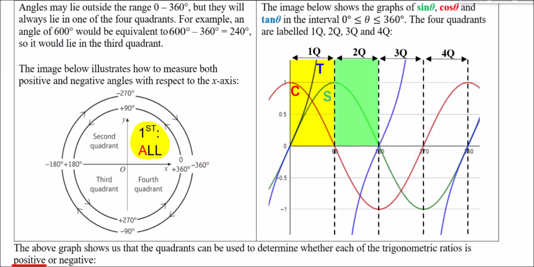Let's now have a look and think about the second quadrant. I'm going to highlight this one in green. We can see here there's only one function which is positive in the second quadrant. Cos is all negative because it's below the x-axis, as is tan. The only one which is positive throughout the second quadrant is this green line, which is sine theta. So in the second quadrant, sine only is positive.